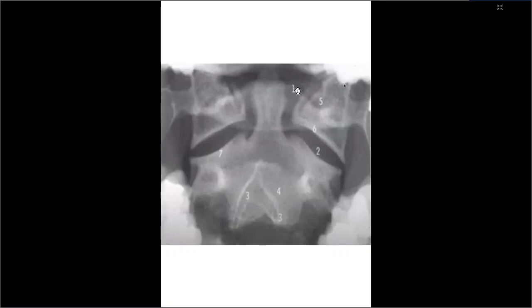What is this? Number one, it is the arch of the atlas. Five, arch, then the lateral mass of the atlas. Six, I'll come back to this later. Two, this is the joint between C1, C2, atlantoaxial joint. Okay, seven, this is the superior articular fossa of the axis.